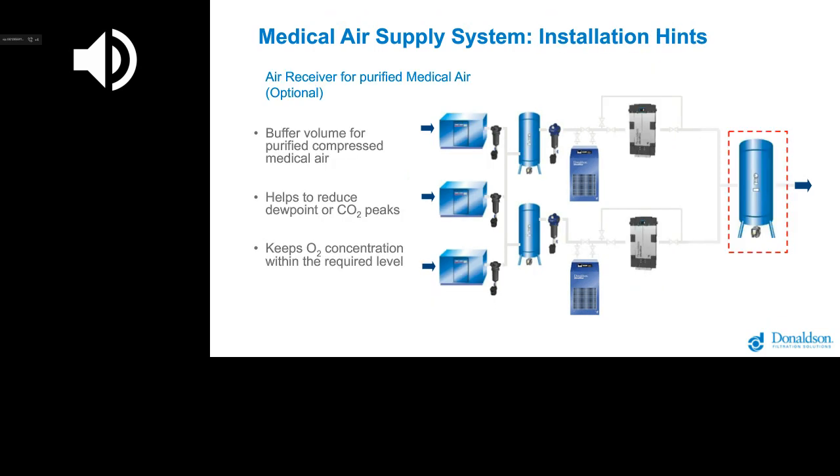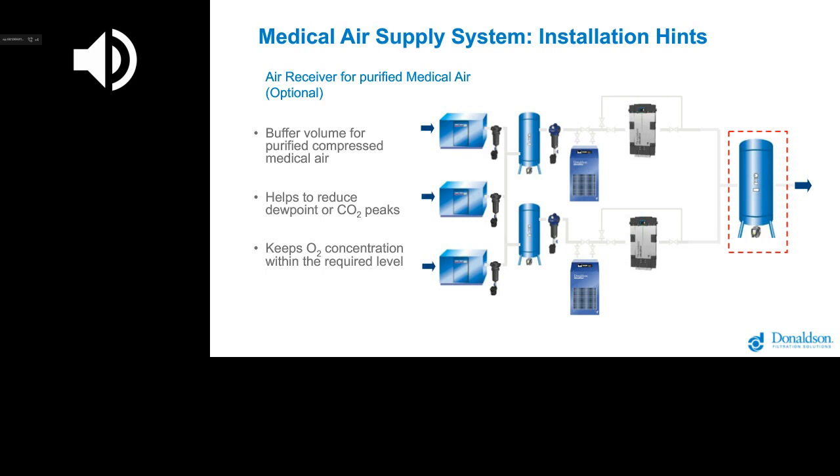So some hints when you are applying this kind of installation in your application. Normally, the air receiver tanks are located directly downstream of the compressors. But it can be of high benefit to have an additional buffer tank at the outlet of the purification lines. First, the benefit is you have a large volume of already purified air available, which you can use directly.